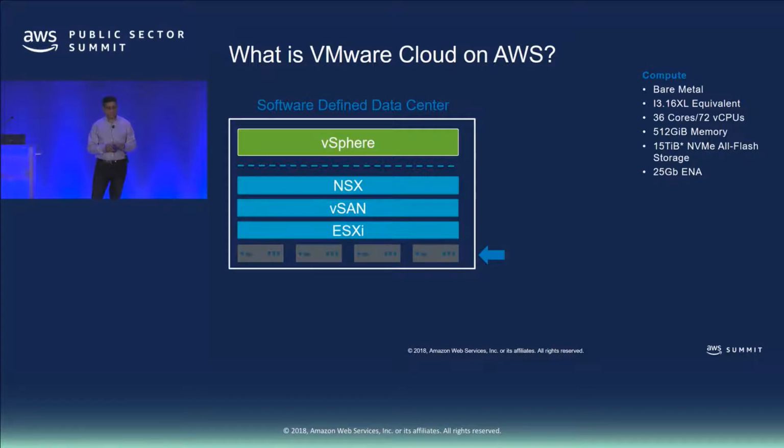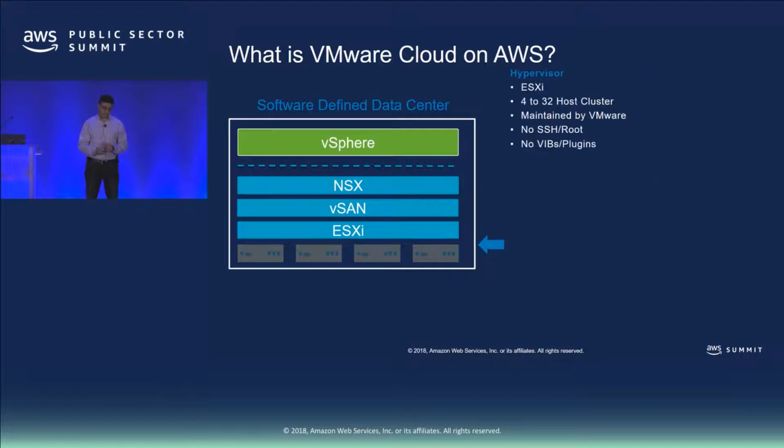Remember that you don't really get the full 15 terabytes. You get about 10.6 terabytes per host. This is due to the operations of vSAN to build that storage tier. And all of this information is per host. With every host, you get a 25 gig elastic network interface.